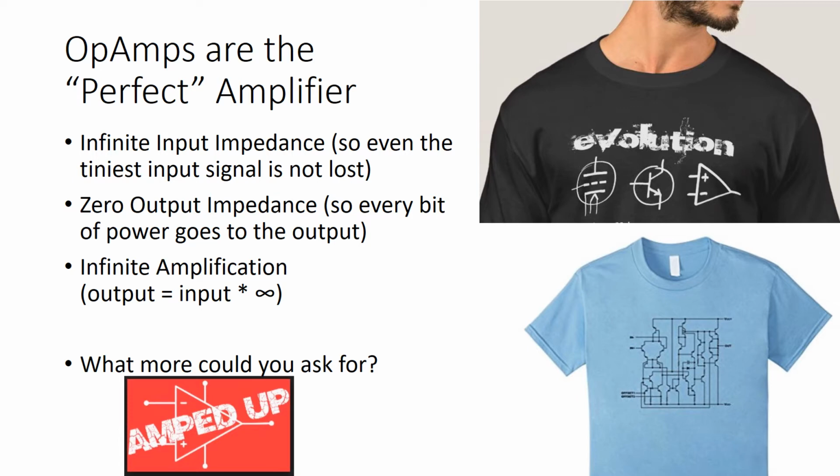So you can see that t-shirt on the upper right that says evolution. That first symbol is for a tube. The second symbol is for a transistor, which was kind of a better version of the tube. And then finally the operational amplifier, which is sort of the perfect combination of transistors to make an amplifier. The blue t-shirt below it actually has the circuit diagram showing how an operational amplifier is built inside. You don't need to know that, but those are the transistors that make up an op-amp. So are you amped up about it yet?